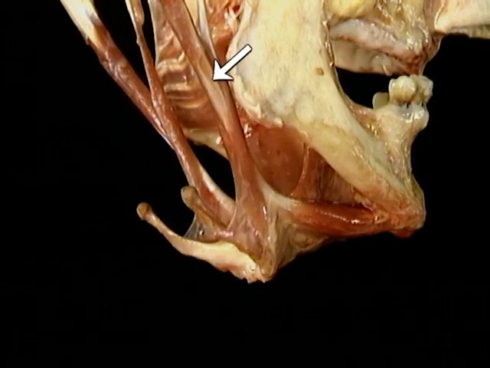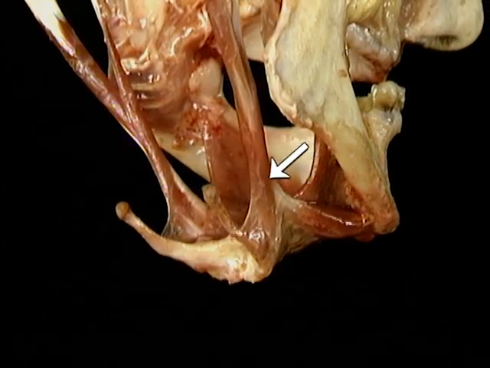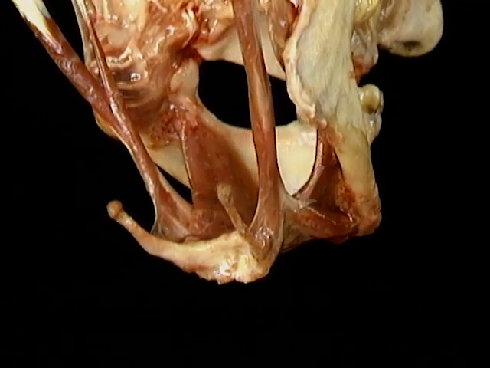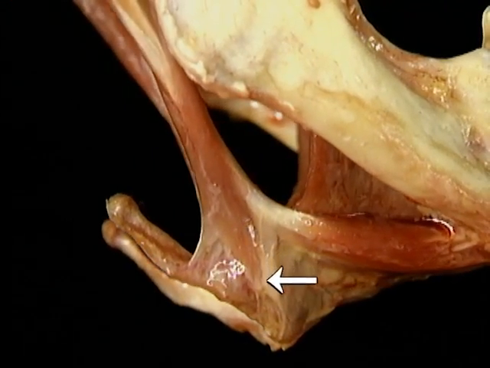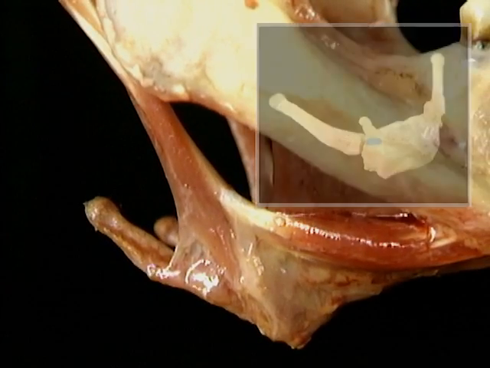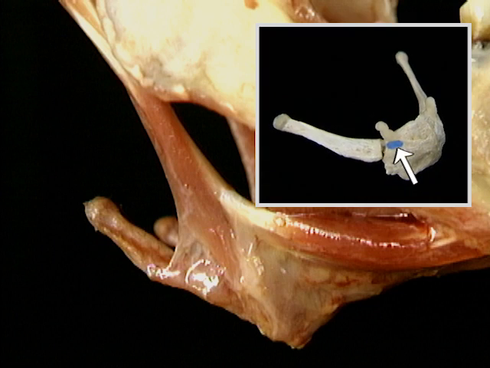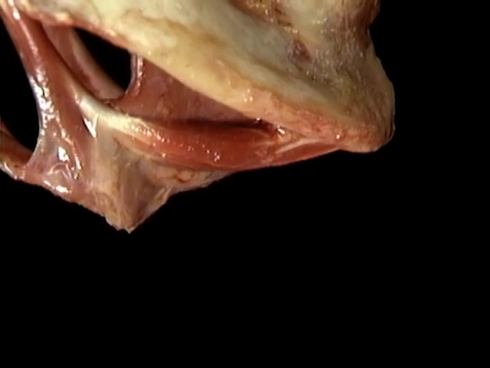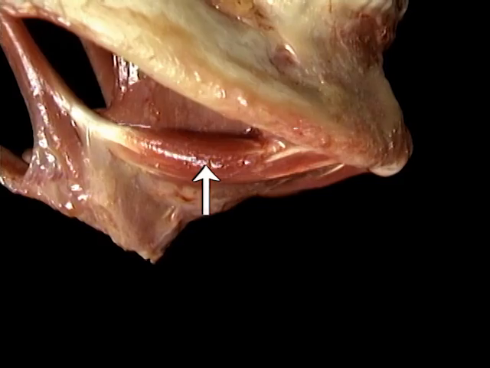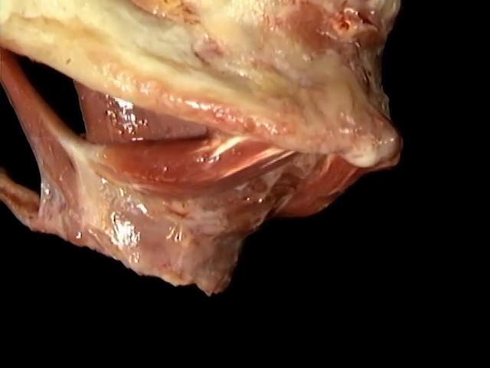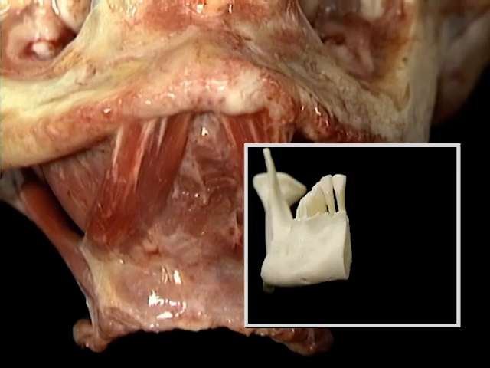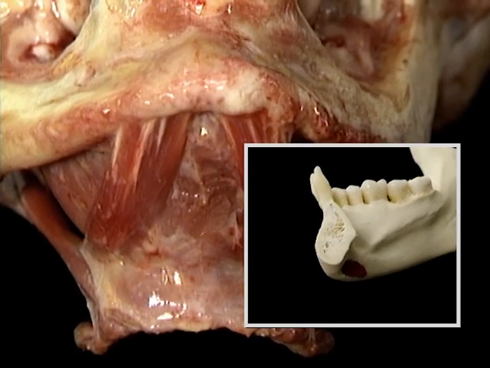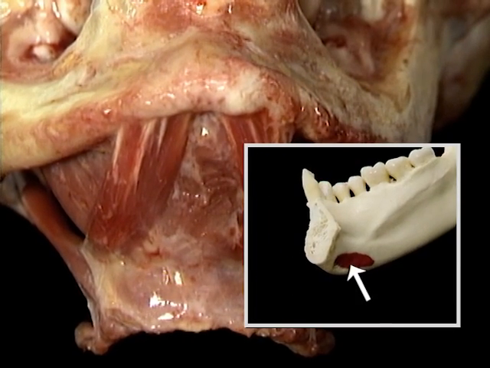The posterior belly narrows to a tendon which passes between the 2 slips of the stylohyoid. The digastric tendon then passes through a sling of fibrous connective tissue by which it's tethered to the hyoid bone here. The tendon then broadens out into the anterior belly of the digastric, which runs almost straight forward beneath the mylohyoid. It's attached low down on the inner aspect of the body of the mandible, just lateral to the midline.